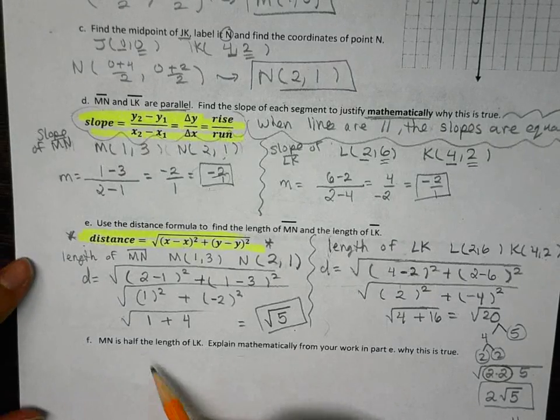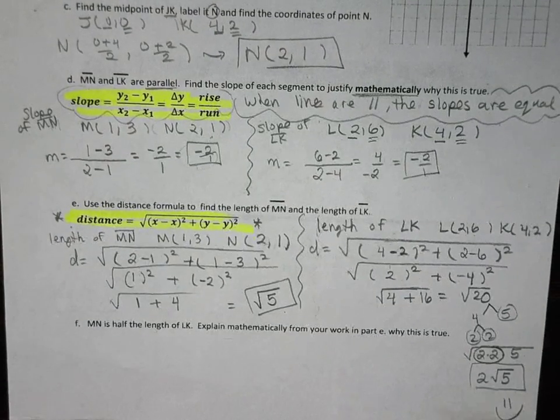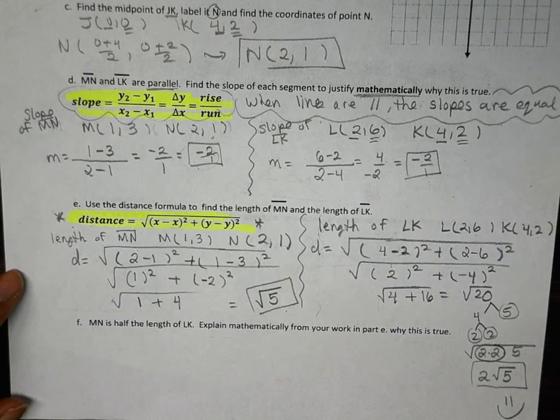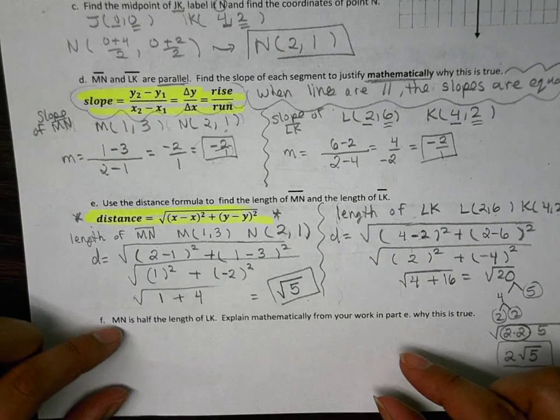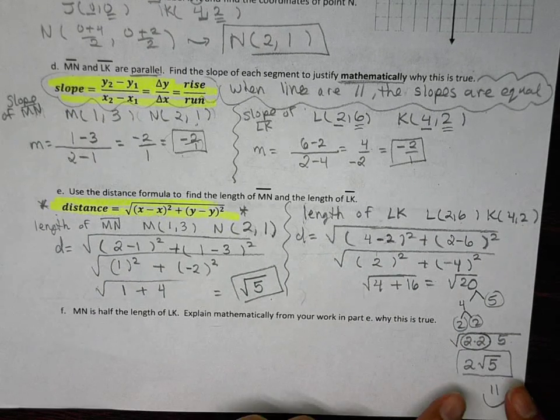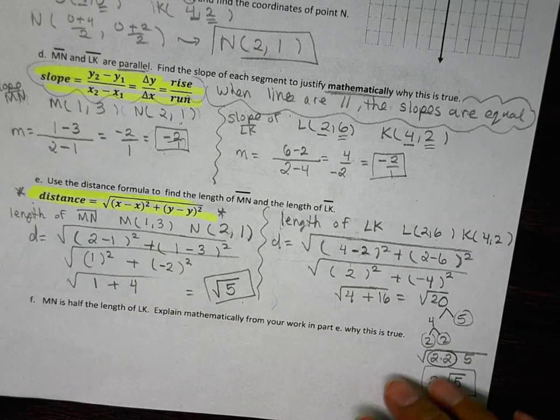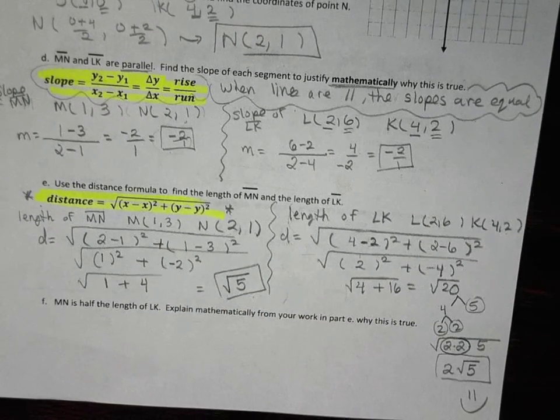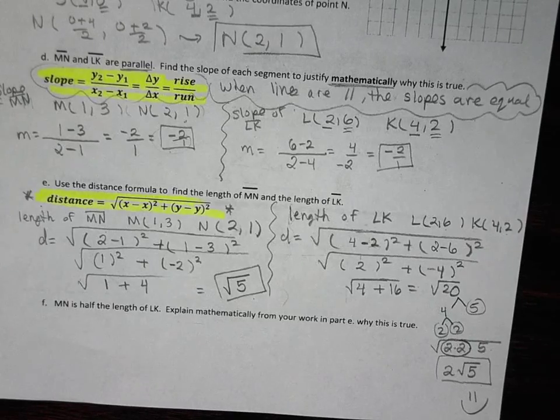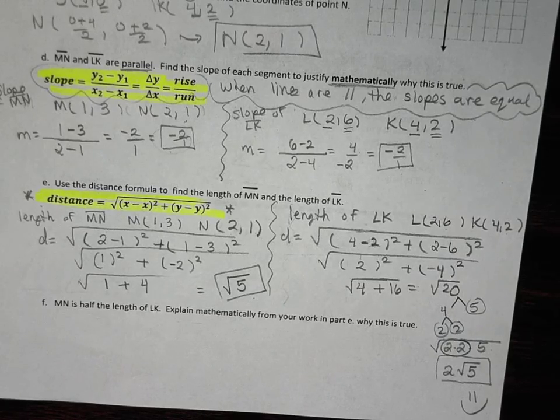We don't talk about half. We use double, so ignore the half and just somehow in here, in your own words, explain that 2 root 5 is twice or double the length of root 5. That's what you're writing here. Go. You're writing. LK is 2 root 5. The length of MN is root 5. And 2 root 5 is double root 5. Writing down in your own words. You don't have to use the word half. You can use the word double.